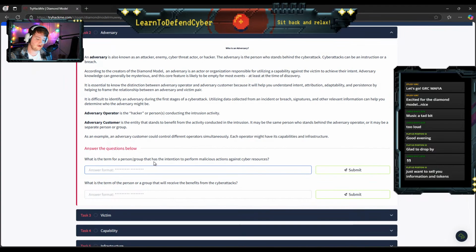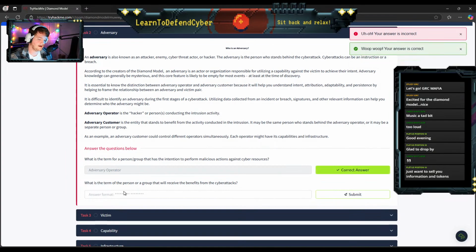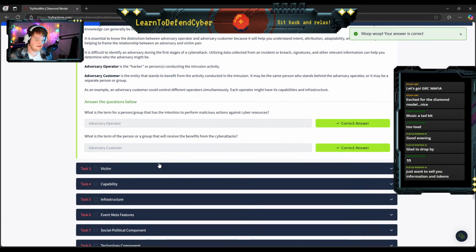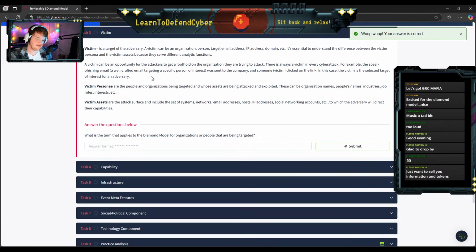What is a term for a person or group that has intention to perform malicious actions against cyber resources? So that's going to be our adversary operator. All right. What is the term of the person or a group that will receive the benefits? That's the adversary customer. Move on to victim. Victim is the target of the adversary. So anybody.